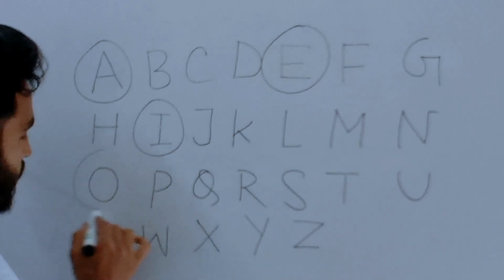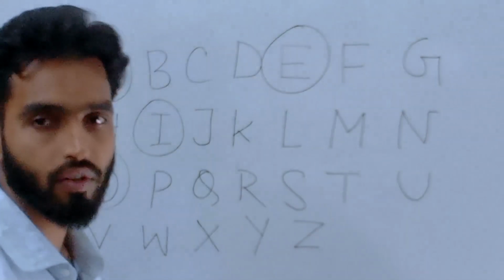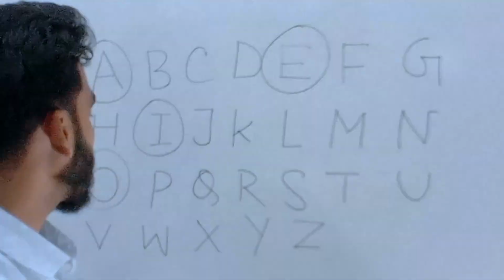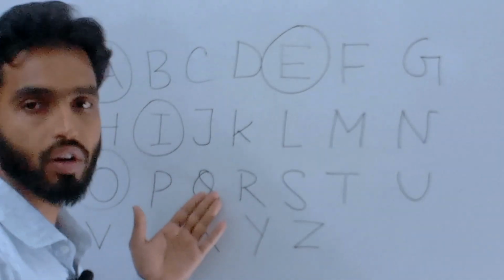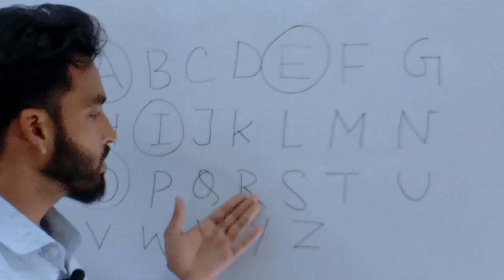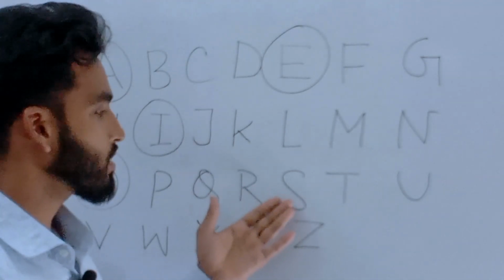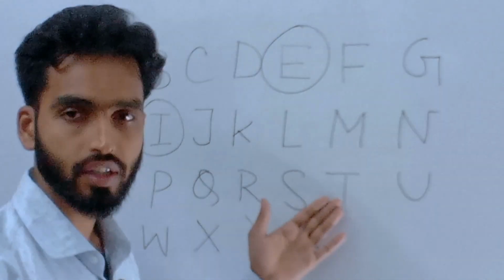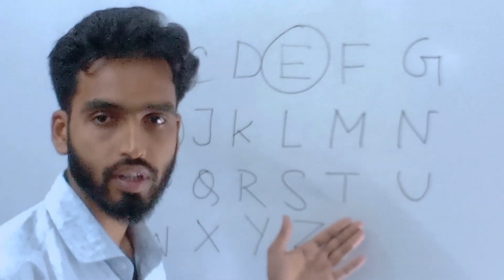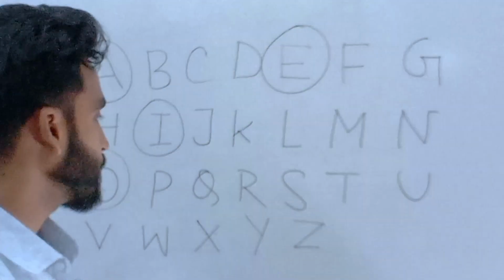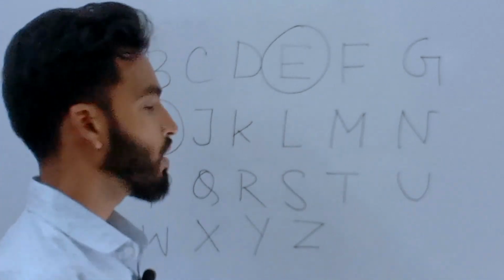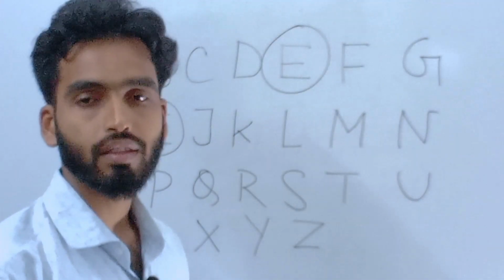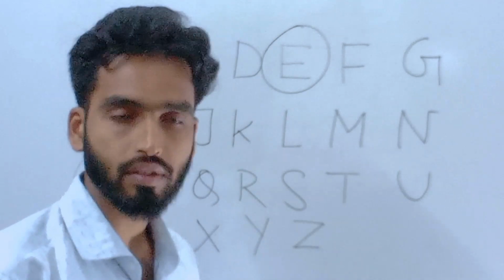O is the vowel. P, consonant. Q, consonant. R, S, and T are consonant. U is the last main vowels.